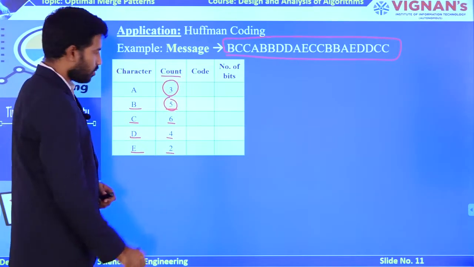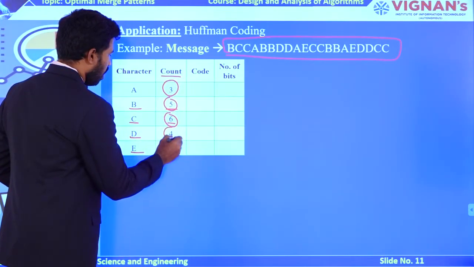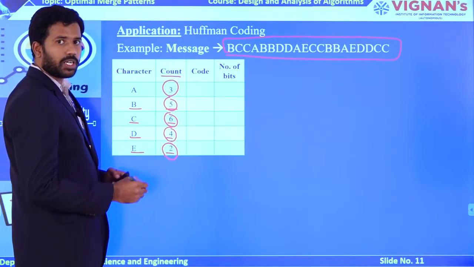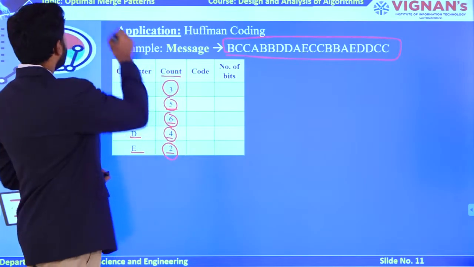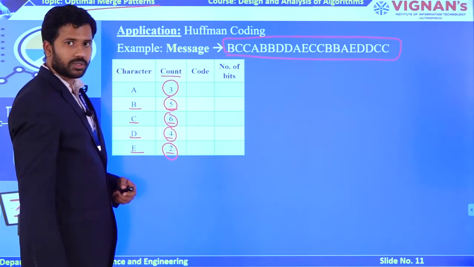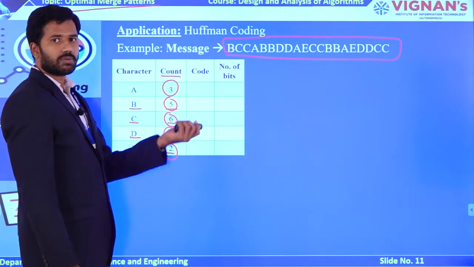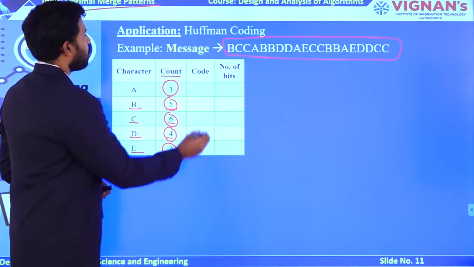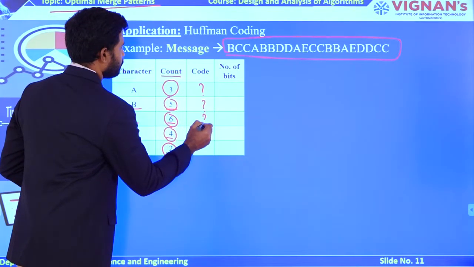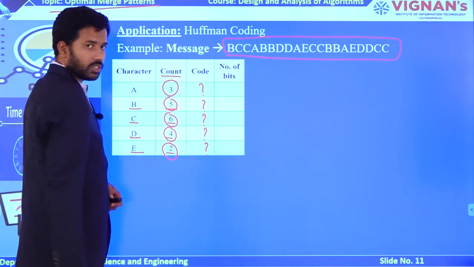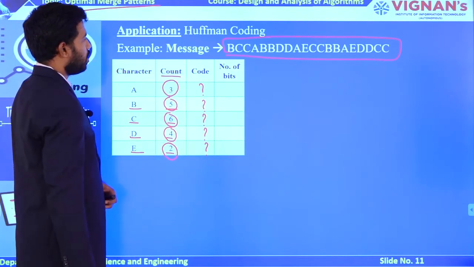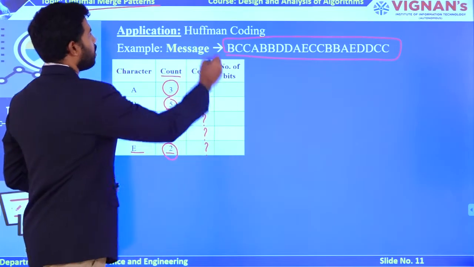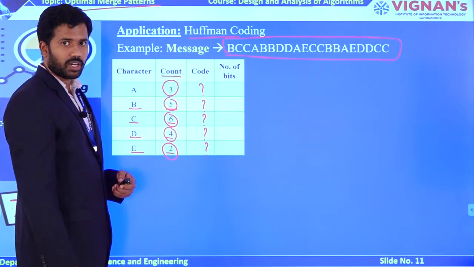Okay, so these are counts. Counts are nothing but sizes. Based on the sizes of all the corresponding alphabets, I am going to construct a binary tree with the help of these optimal merge patterns to send this data from sender to receiver in a compressed way. Now here my question is how to fill this code. This coding will be filled with the help of binary tree representation, with the help of this application named Huffman coding.